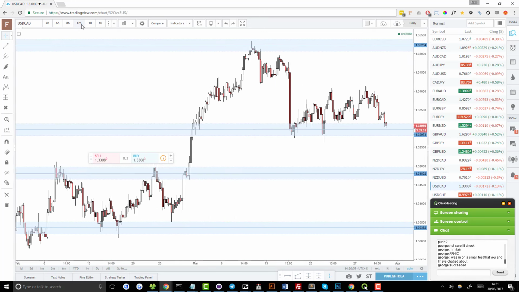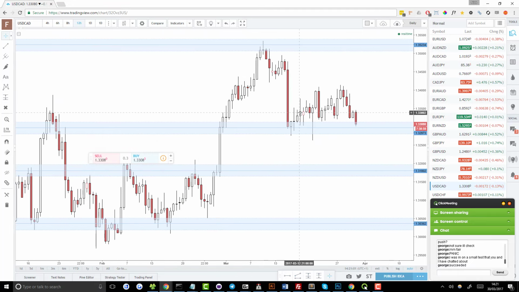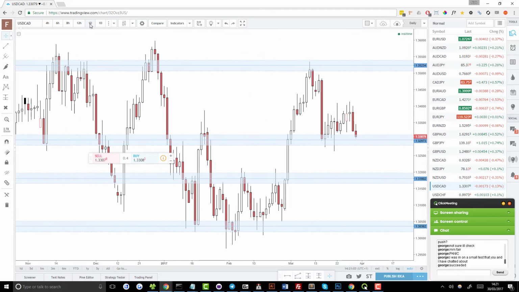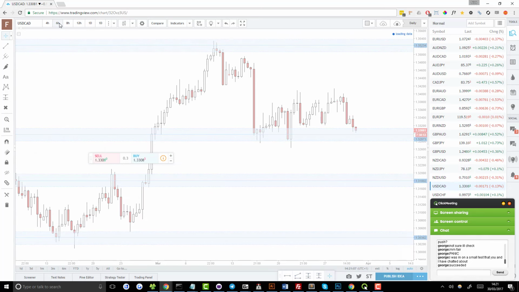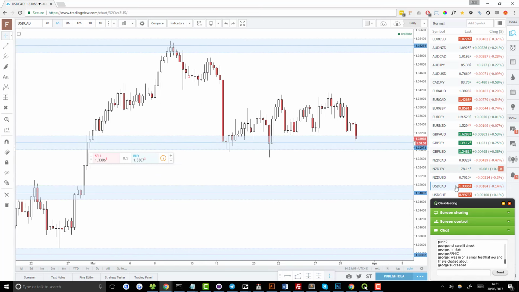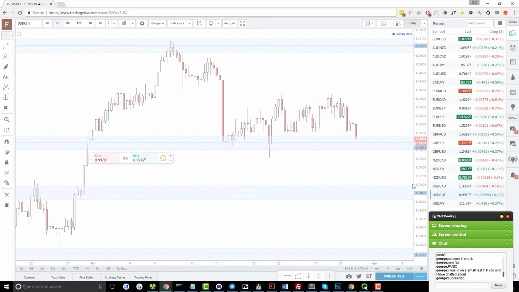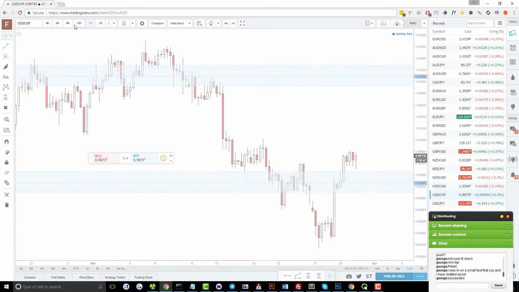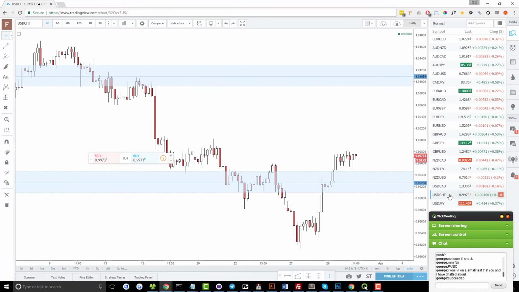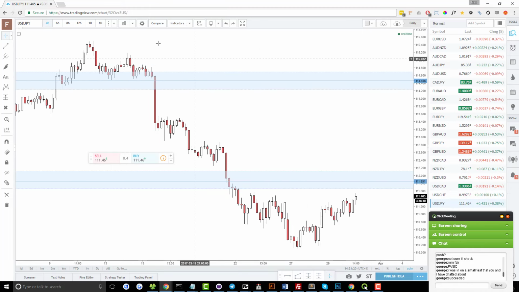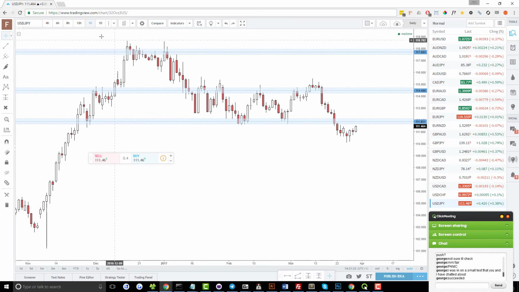USD CAD, what are you doing? Guess it's stalling on support, but there's not much room for that one. Not that interested in that. USD CHF, not much going on. And USDJPY, yeah, not much going on.